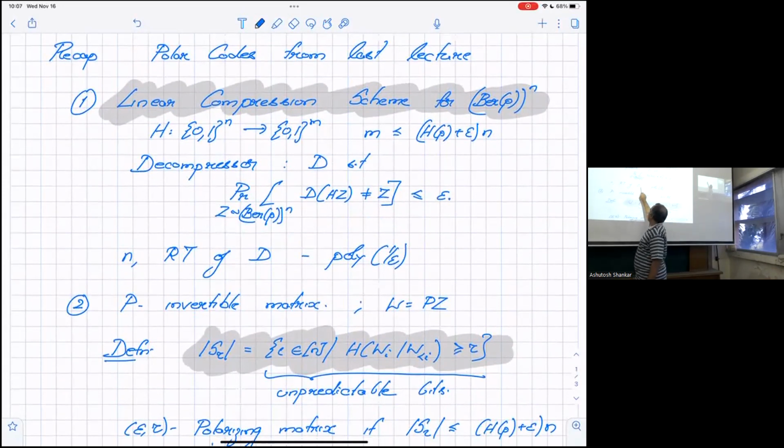N, and the running time of the decoder should be poly in 1 over epsilon. We saw that the running time of the decoder was linear in n. The only thing to check is: is the n that we get polynomial in 1 over epsilon? The decompressor, the decoder, was polynomial. Last time we talked about that.